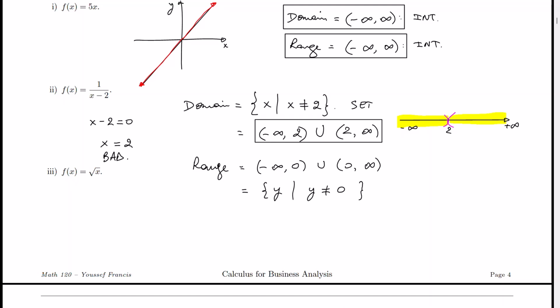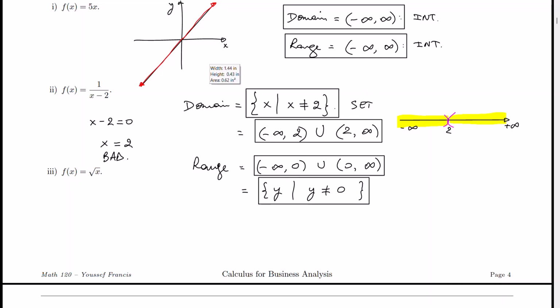And either way, it's up to you. You can decide whether you like interval notation or set builder notation. Either one is acceptable. So again, this one is the set builder notation. This one is the interval notation. This is again interval notation.